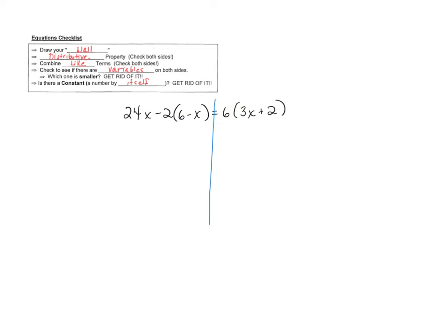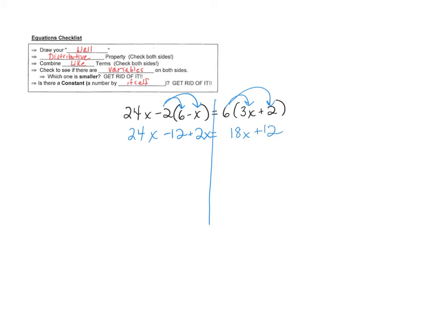So that is going to look like negative 2 times 6 is negative 12. Negative 2 times negative x is positive 2x. I still have that 24x that I need to bring down to join them. I'm going to line up my equal sign. Now I'm going to distribute my 6 on this side. So 6 times 3x is 18x. 6 times 2 is positive 12.